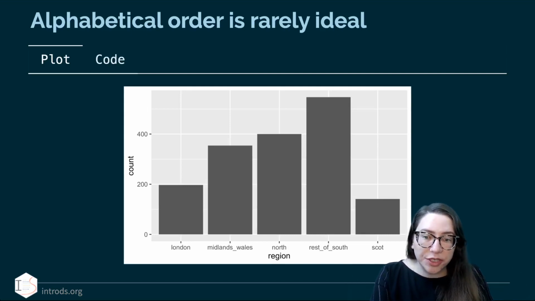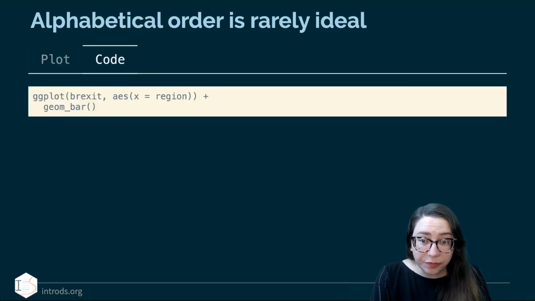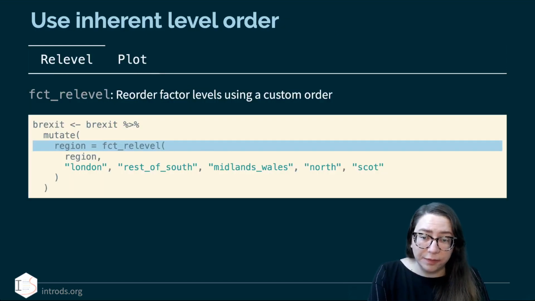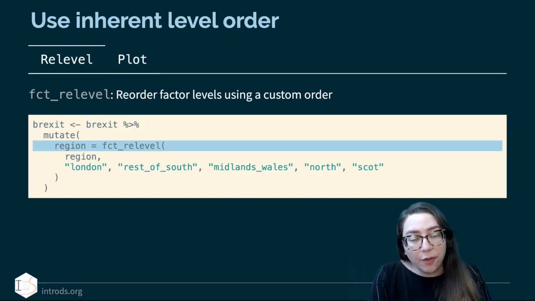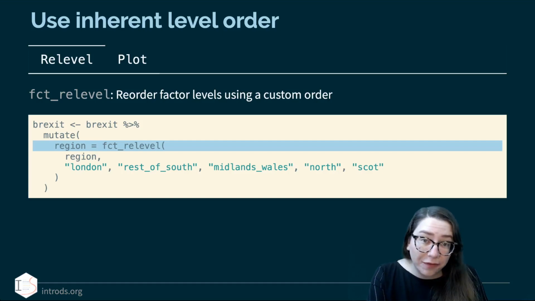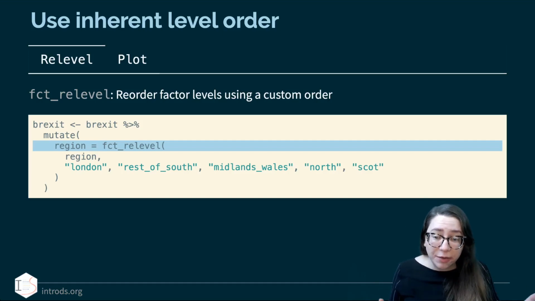So what we might want to do is, instead of using the alphabetical order, if there's an inherent level order that we might think about, we might want to enforce that on our visualization. The inherent level ordering here that I have referred to is how YouGov, the survey agency, had actually presented the data. So in their summary tables, the order in which these are presented are London and then rest of South, Midlands and Wales, North and Scotland. So since this is how they tend to present their data, I said I'm going to stick with that as well. So I want to manually order these levels in this particular order.